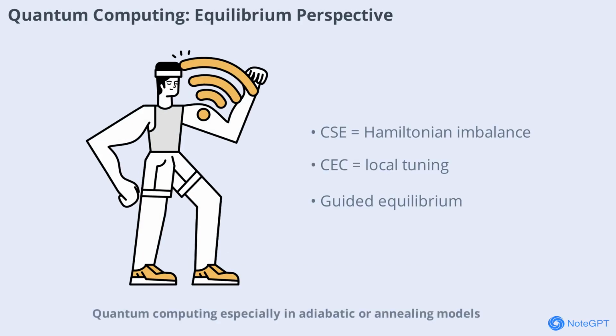Quantum computing, especially in adiabatic or annealing models, fits the equilibrium computing framework. CSE can be seen as the local imbalance between Hamiltonian driving terms and decoherence. CEC is the local controller, tuning couplings or dissipation to guide the system toward its ground state. While this mapping is less direct for gate model quantum computing, the principle still offers insights for engineered dissipation and error correction.